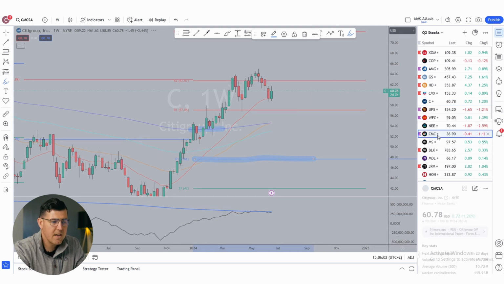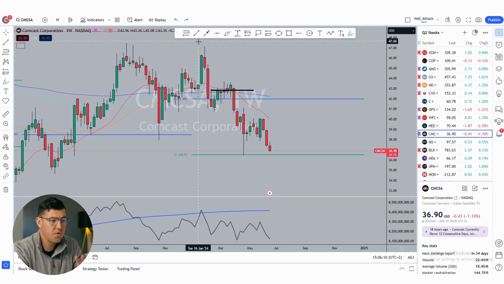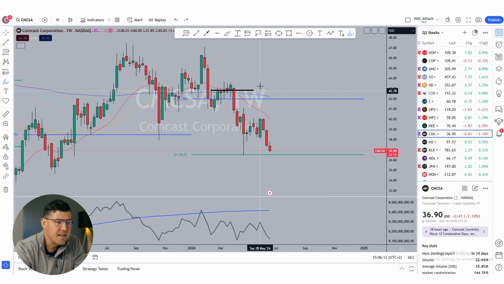Let's go through one more. Let's look at Comcast Corporation. All right, so this one was on my shortlist for Q2, but look at this, guys, never got back above the yearly pivot. Look how my moving averages were converging close to that level there. Never got back above that level. Obviously now coming all the way back down to the S1, but check this.